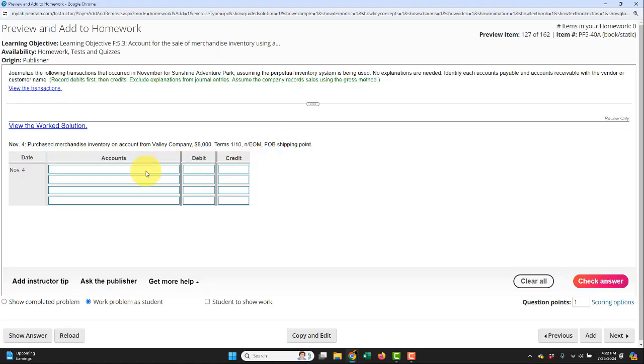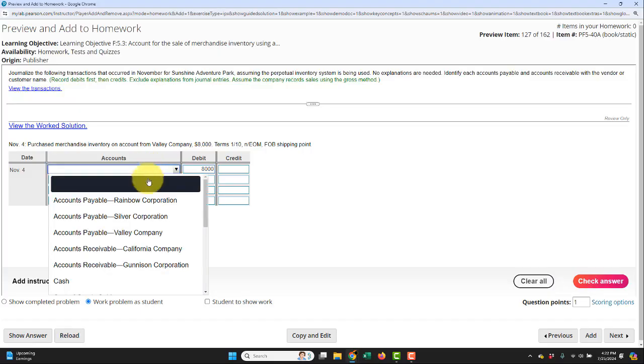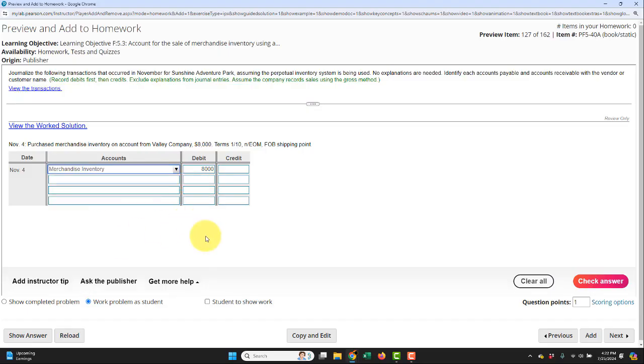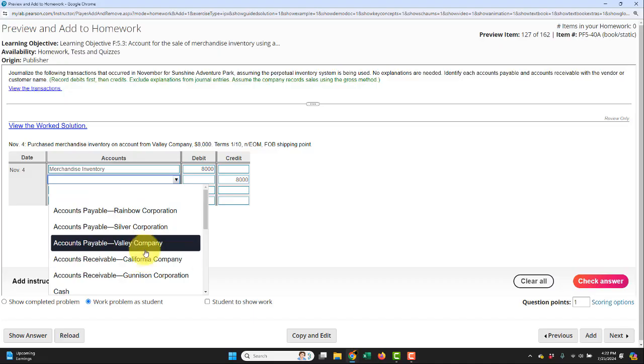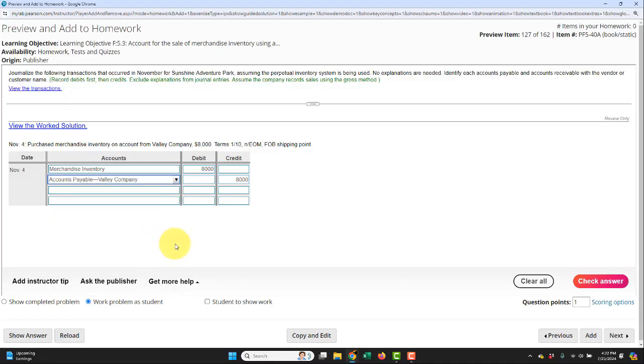So the first thing that we're going to do is we think about what is increasing. Our inventory is increasing, right? Because we're adding $8,000 worth of inventory to our assets. So this is going to be basically a debit to merchandise inventory. And it says that we're purchasing on account. So we're going to basically be creating an accounts payable to this vendor, Valley Company.